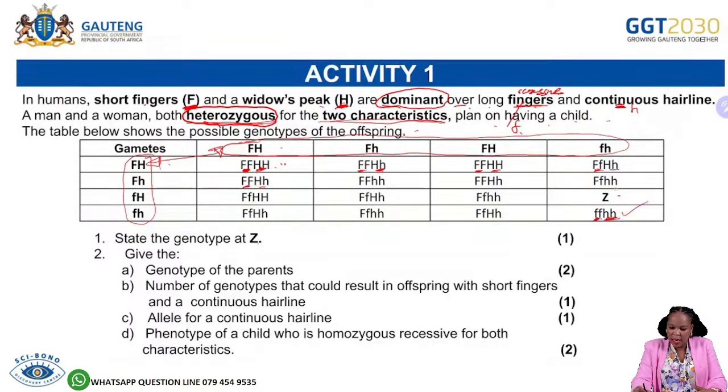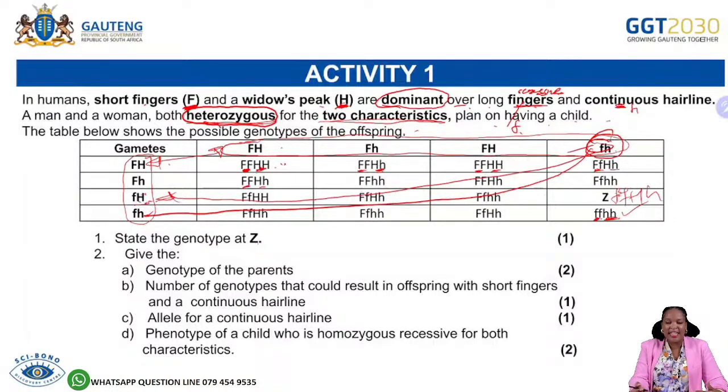Now, state the genotype at Z. Here is our Z. You are crossing this small f, H with this one, f, H. So at Z here, how is the offspring going to be like? It's going to have small letter f, big letter H, and small letter h. So that is the genotype at Z. How is the phenotype there? You can say this is long fingers with widow's peak.